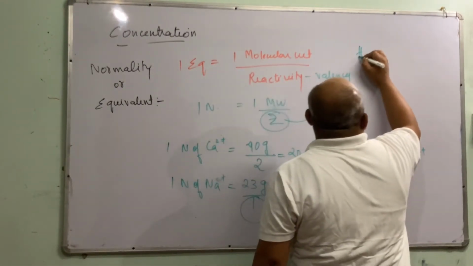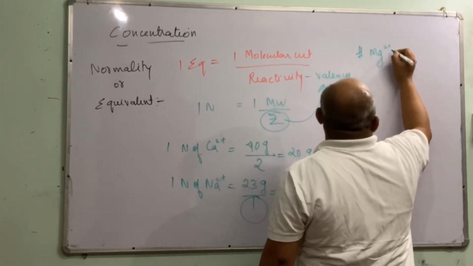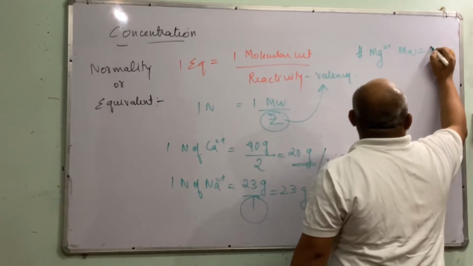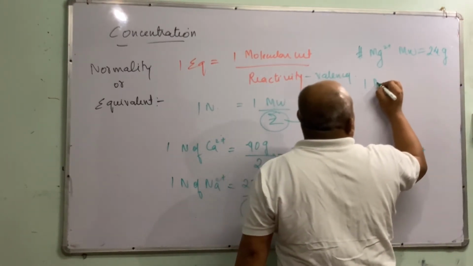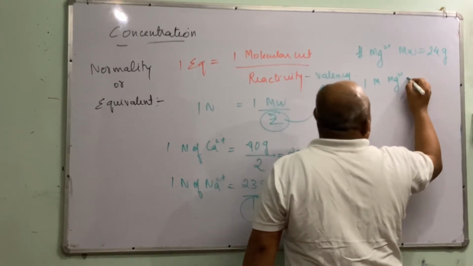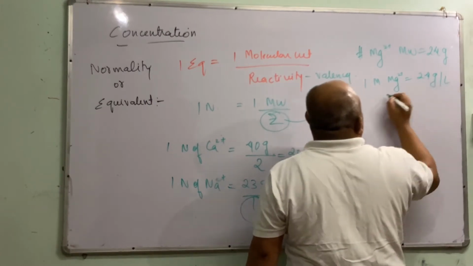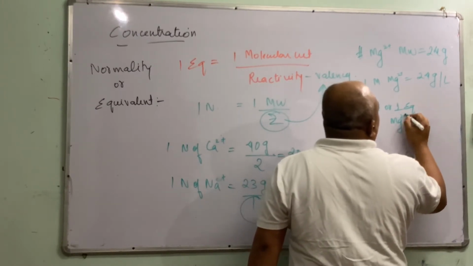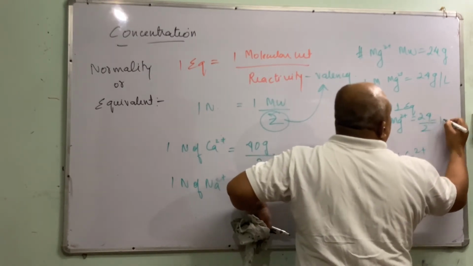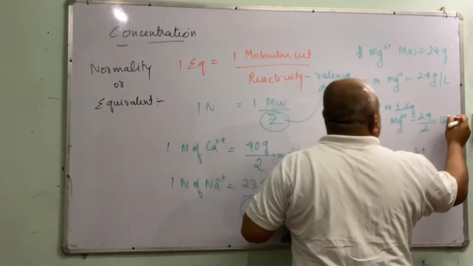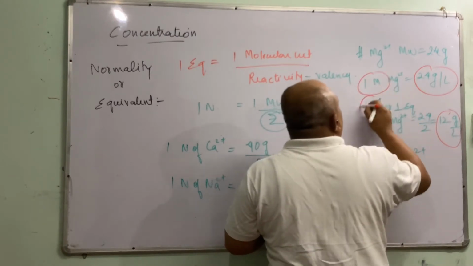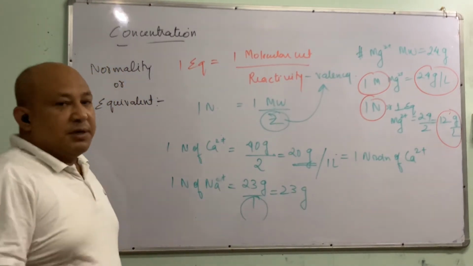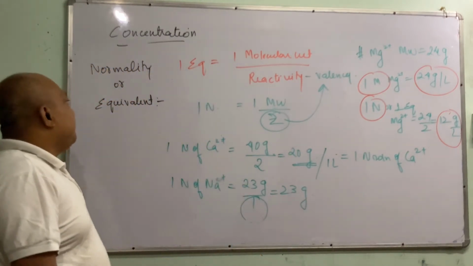Another example I'll give you, magnesium. Magnesium molecular weight is equal to, sorry, 24 grams. So one mole magnesium is equal to 24 grams dissolved in 1 liter, whereas one normality or one equivalent magnesium is equal to 24 divided by 2 is equal to 12 grams per liter. So this is half. 1 mole is equal to 24 grams per liter, but one normality is equal to 12 grams per liter for magnesium. You have to remember this. Is it clear? Is it okay? Fine. This is all about normality.